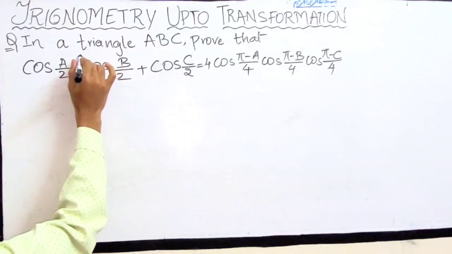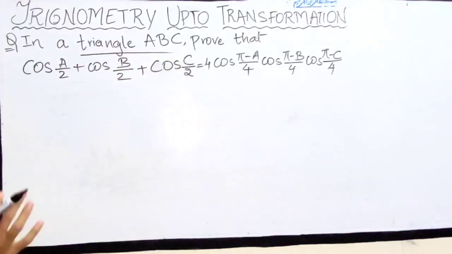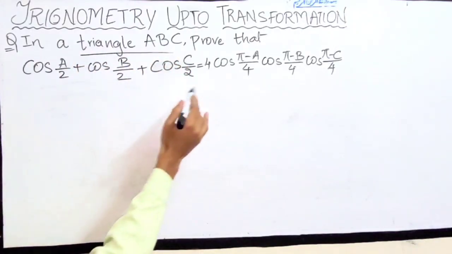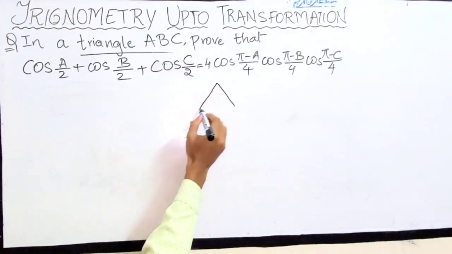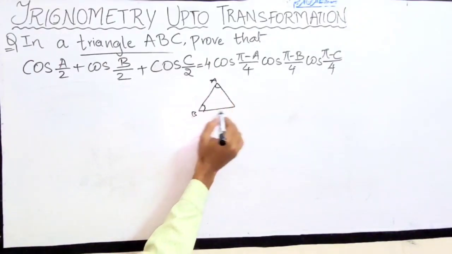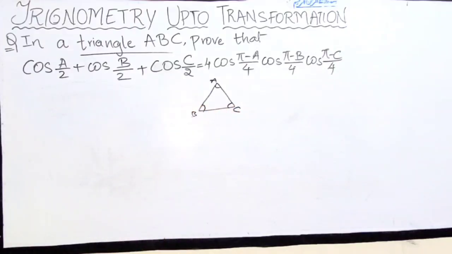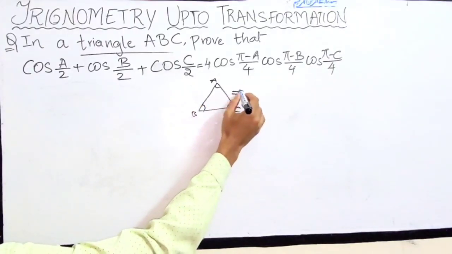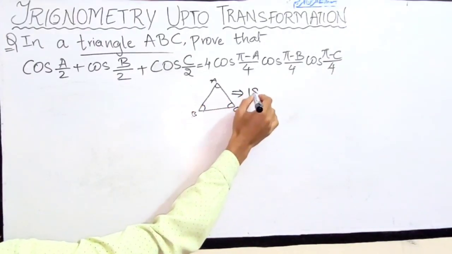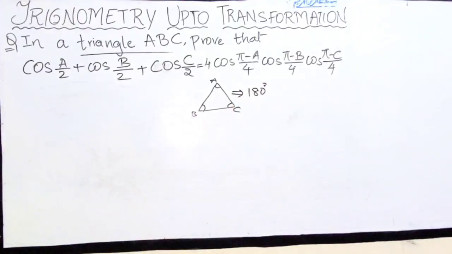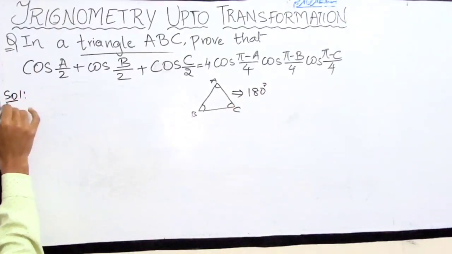But the one point which is given is that it is a triangle. These are the angles of a triangle, and a triangle has how many angles? 3 angles. A, B, C are the vertices, and the 3 angles form a triangle. The sum of these angles is 180 degrees. Now with this concept we will start our solution.